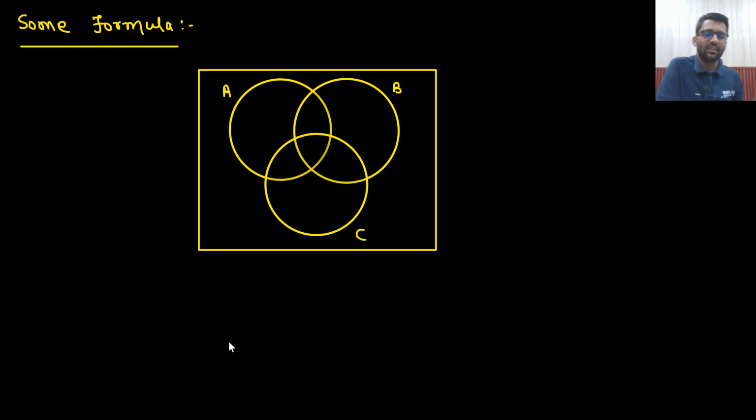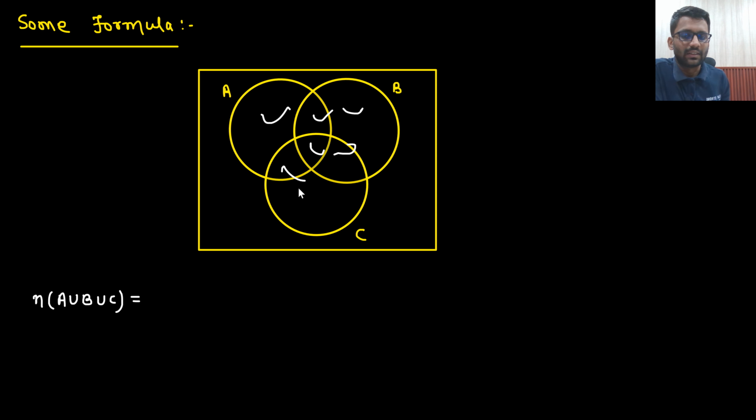Let's see some formulas. There is a very important formula for this one. What will be the formula of N of A union B union C? A union B union C means everything will come, but only once. You have to make sure it comes only once. So how will I write the formula? First I write NA. If I am writing NA, that means I am including this as well, this as well, this as well, and this as well. All the sections that are there, I am including all.